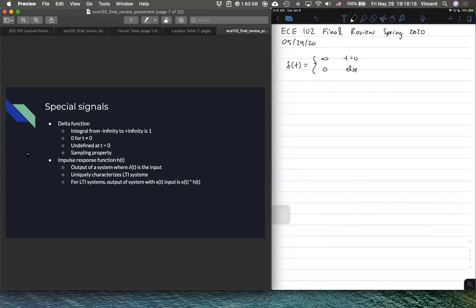And the sampling property is also pretty useful. As I said earlier, you probably learned about the sampling theorem. You basically have a continuous time signal and you use an impulse train, which is a series of delta functions, and that's how you generate a discrete signal.